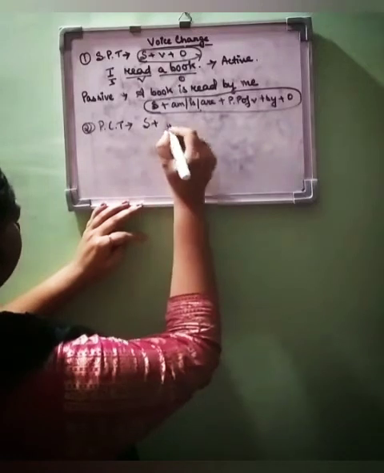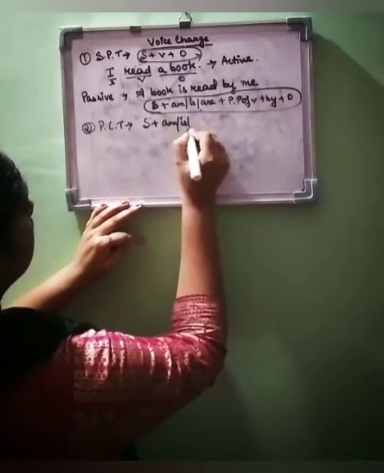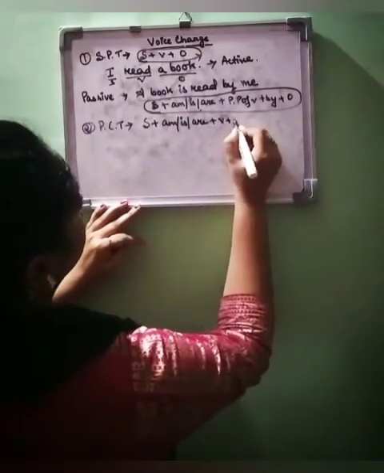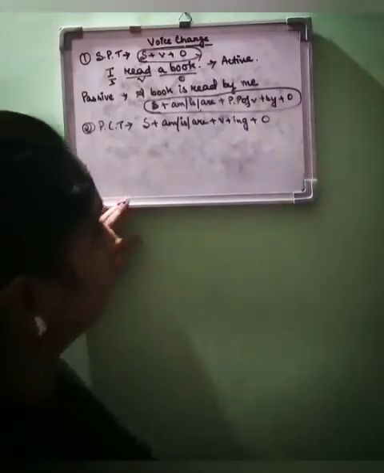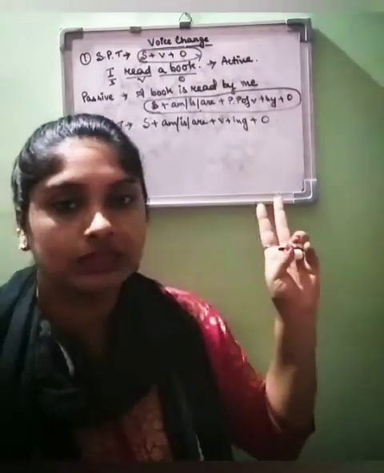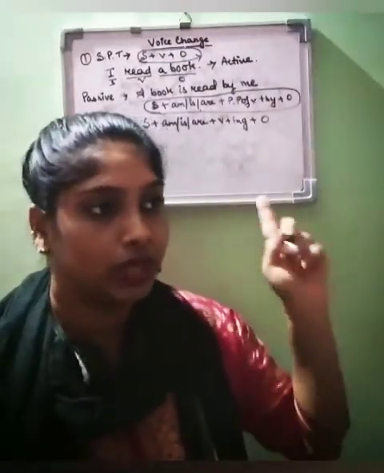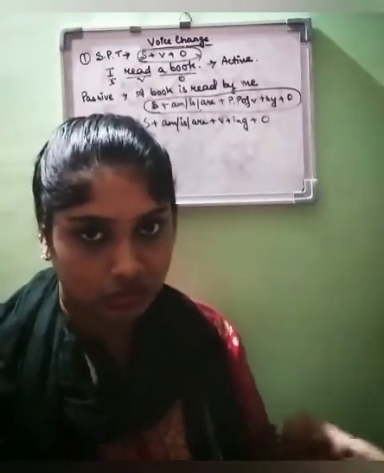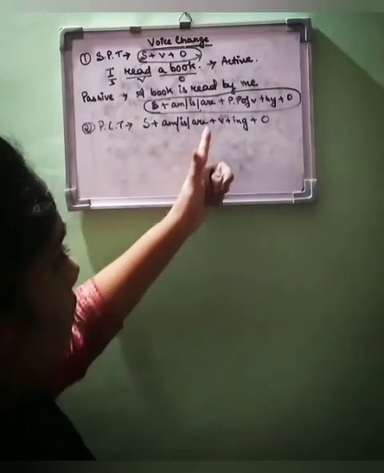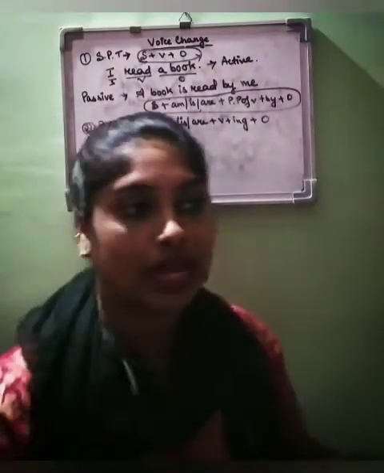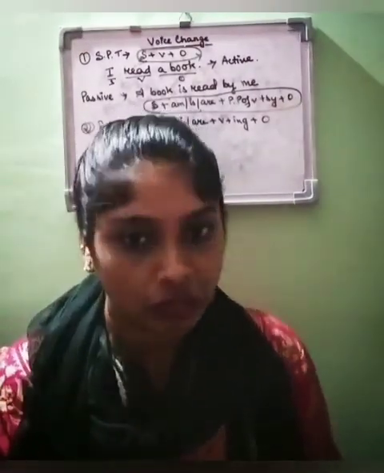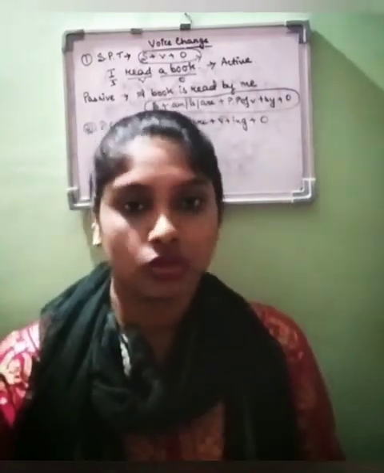That is subject plus am, is, are. These are all called helping verbs. Plus verb plus ing plus object. This is the sentence pattern. If you find this, that means it is in present continuous tense. When you analyze or divide the sentence in this way, subject, then am, is, are, that means helping verb, plus verb plus ing plus object, then you will understand that it is in active voice and in present continuous tense.